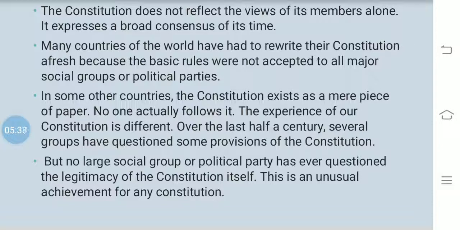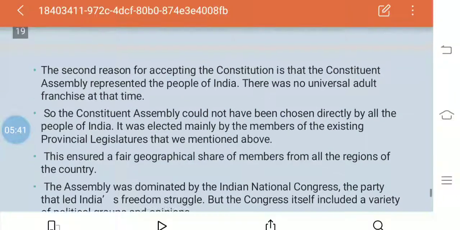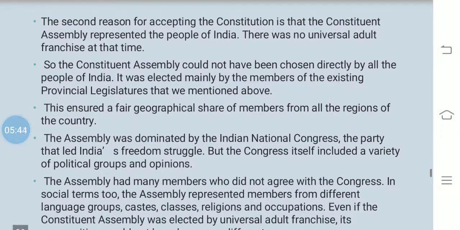All right, now going to the second reason why we should accept the constitution. The second reason is that the Constituent Assembly represented the people of India. At that time there was no universal adult franchise, but the people went and voted. Because if you see, how do we choose the members of legislative assembly? How do we choose the members of parliament? We go to the elections.